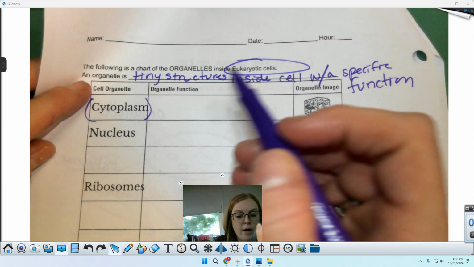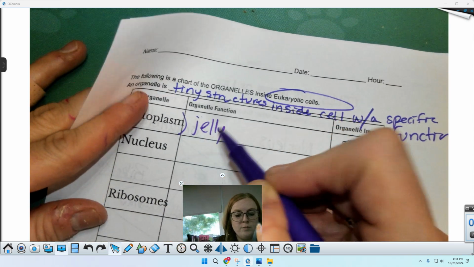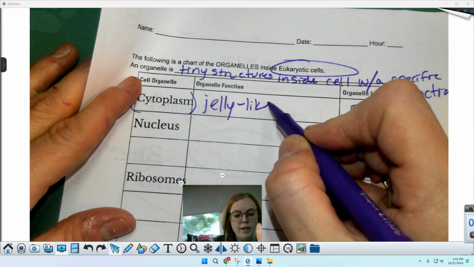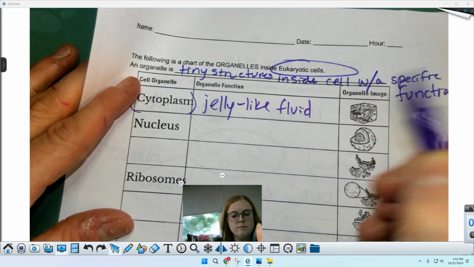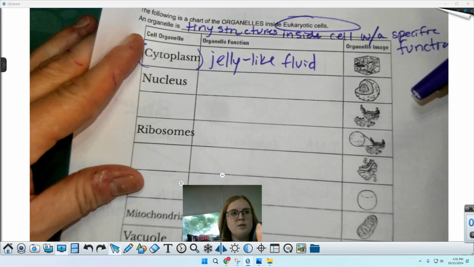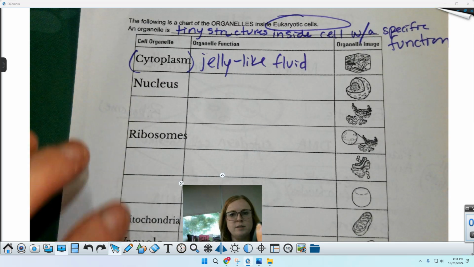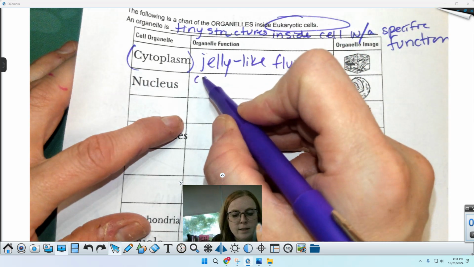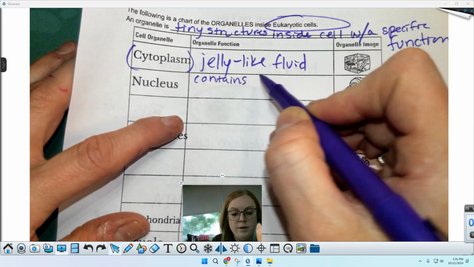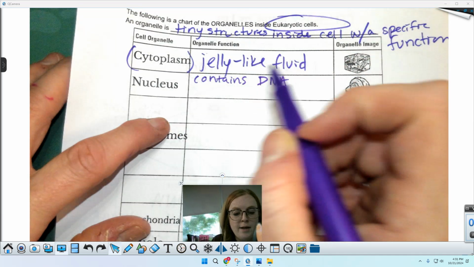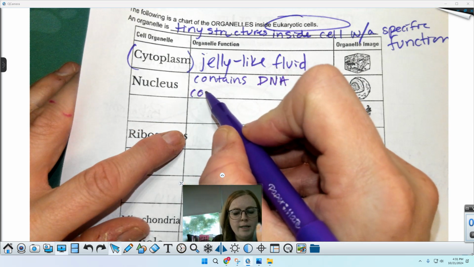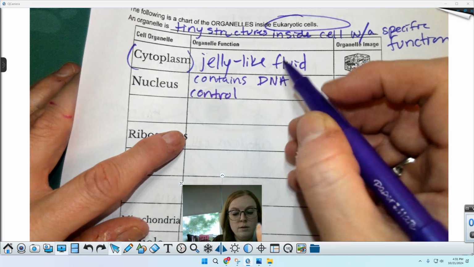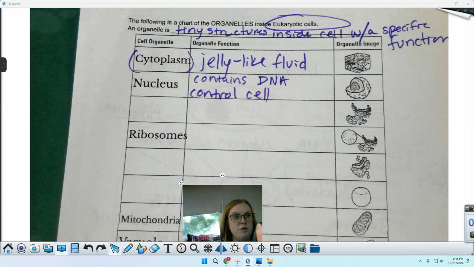Cytoplasm, not really an organelle, but you do need to know that the cytoplasm is in there, and it is a jelly-like fluid. That's all you need to know for our test tomorrow. Jelly-like fluid, where all the stuff is inside the cell. Nucleus. What's inside the nucleus? Very important. It contains the DNA. And thus, because it contains the DNA, it is said to control the cell. It's the command center of the cell.